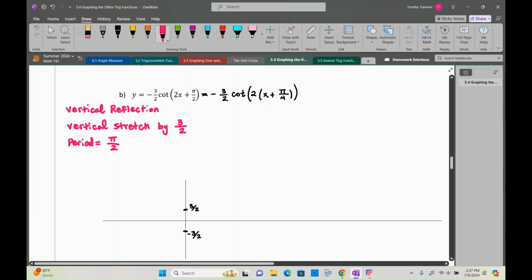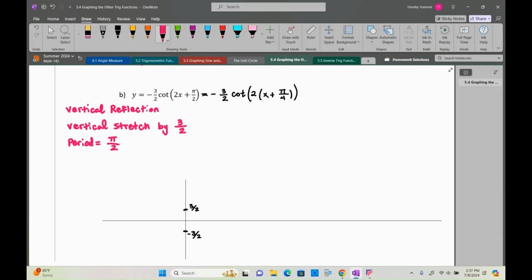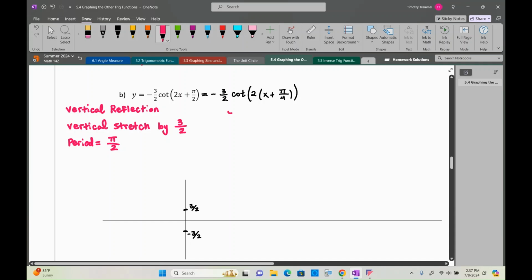This also means that we're going to need to find the spacing that we're going to use and the horizontal shift. So let's find our spacing. Our spacing should just be the period over 4. And if you simplify that, you're going to get a pi over 8. And then lastly, our horizontal shift. And so this should be to the left pi over 4 units. I'm just going to write minus pi over 4.